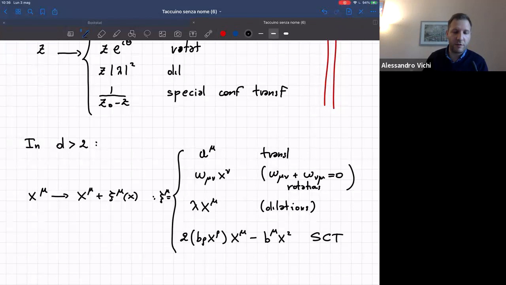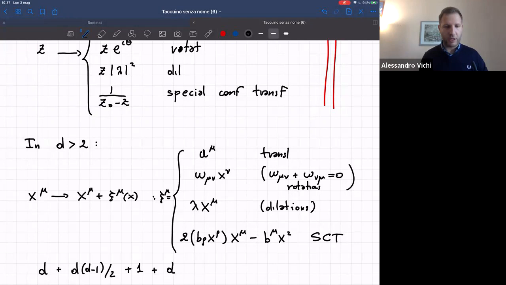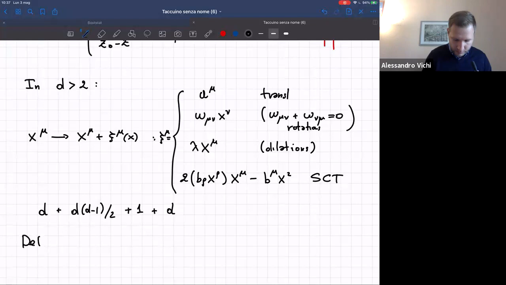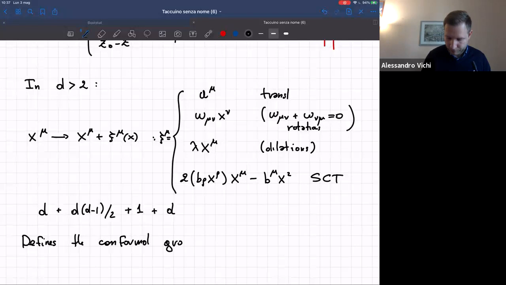Notice the parameters of this group. A vector has d parameters. Then the parameters of rotation, which is an anti-symmetric matrix, so d times d minus 1 over 2. There is a dilatation, so another parameter. And then there is the special conformal transformation, parameterized again by a vector. So if you sum this, you get d plus d times d minus 1 over 2, plus 1, plus d. So this defines the conformal group in d larger than 2, or d equal to 2 if you restrict to the global one.